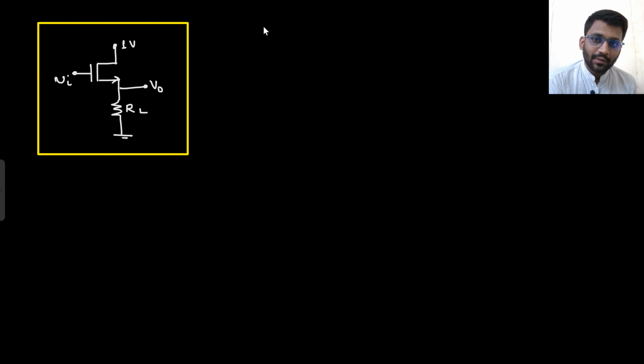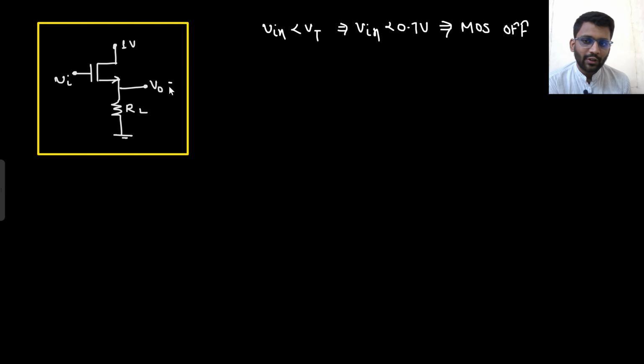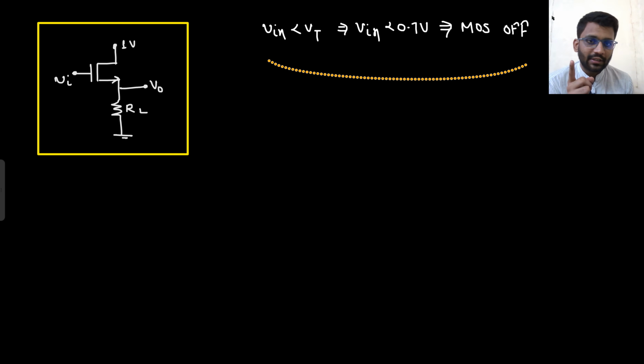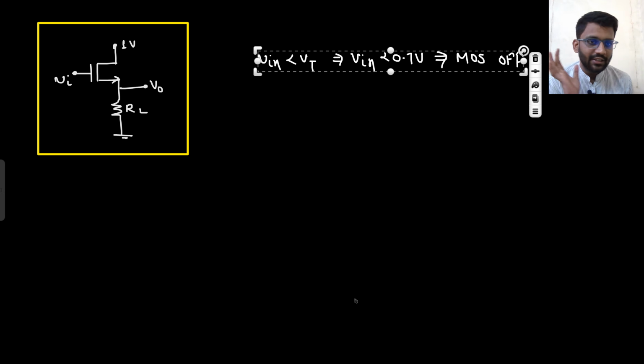Now, for V in less than Vt, or V in less than 0.7 volt, MOS will be off. Say yes or no. Initially MOS is off, so V naught is at 0 volt. For turning on the transistor, you need VGS greater than VT.